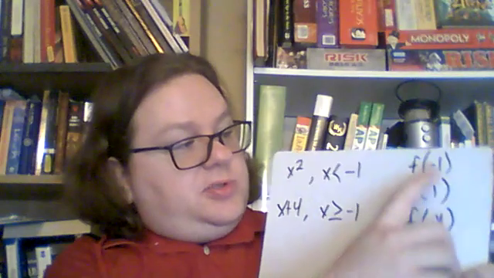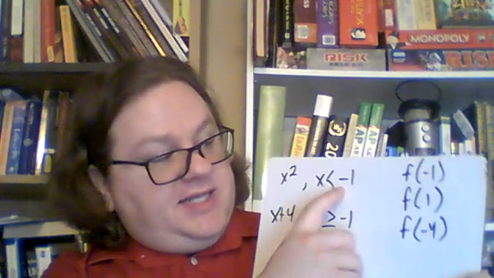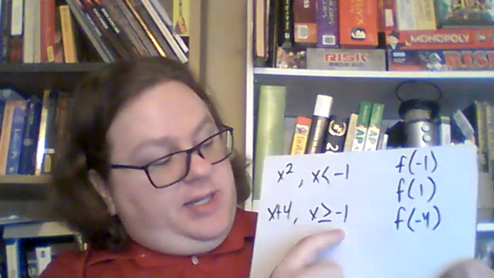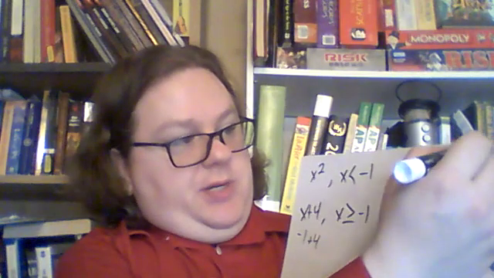Okay, so to evaluate f of -1, we see which graph it is. Is it less than? No. Is it equal to? Yes. -1 is equal to -1. So we use x plus 4. So -1 plus 4 equals 3. So this one equals 3.